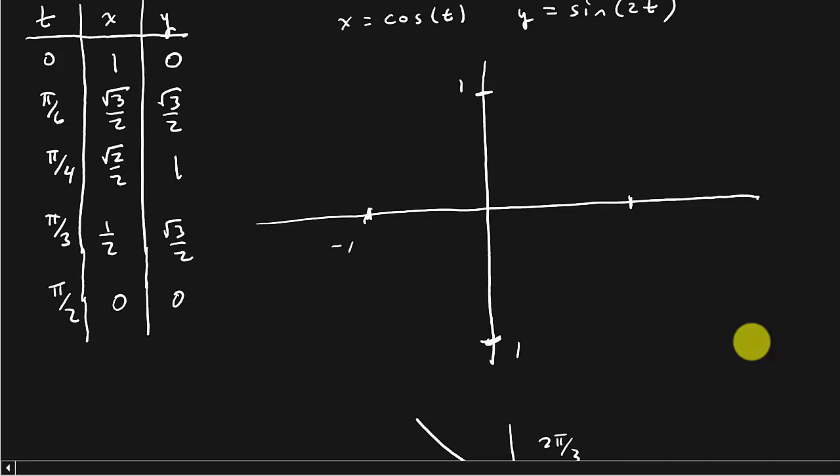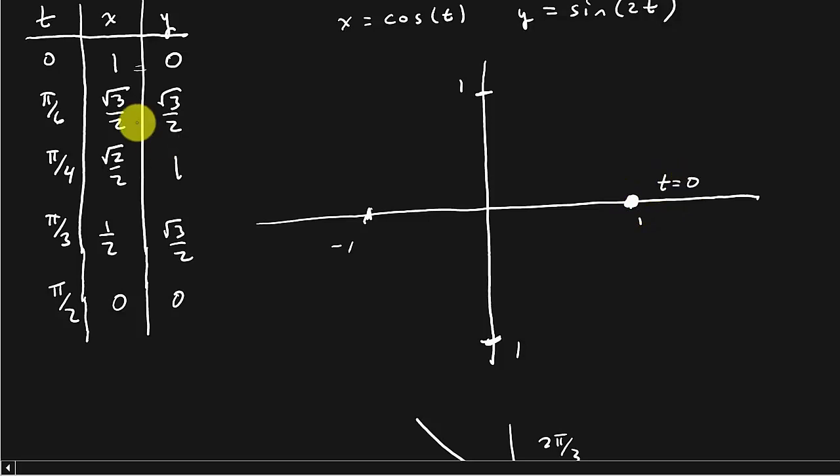So let's plot them. So remember, this is 1. So now I've got the point when t is 0. That's going to be the point 1, 0. Okay, so just remember that's when t is equal to 0.